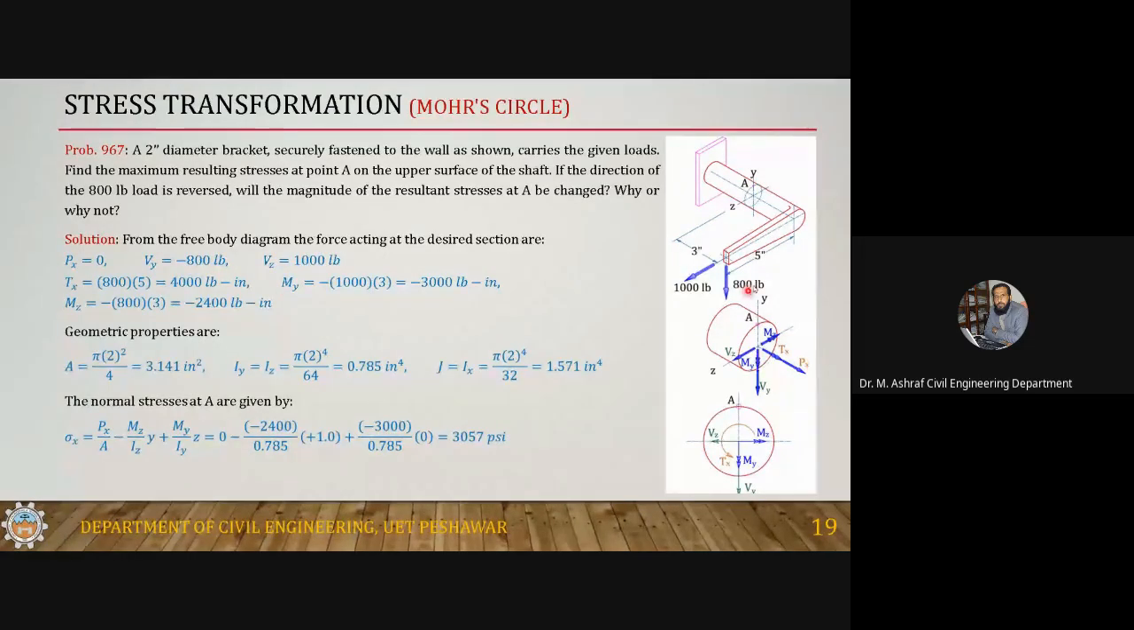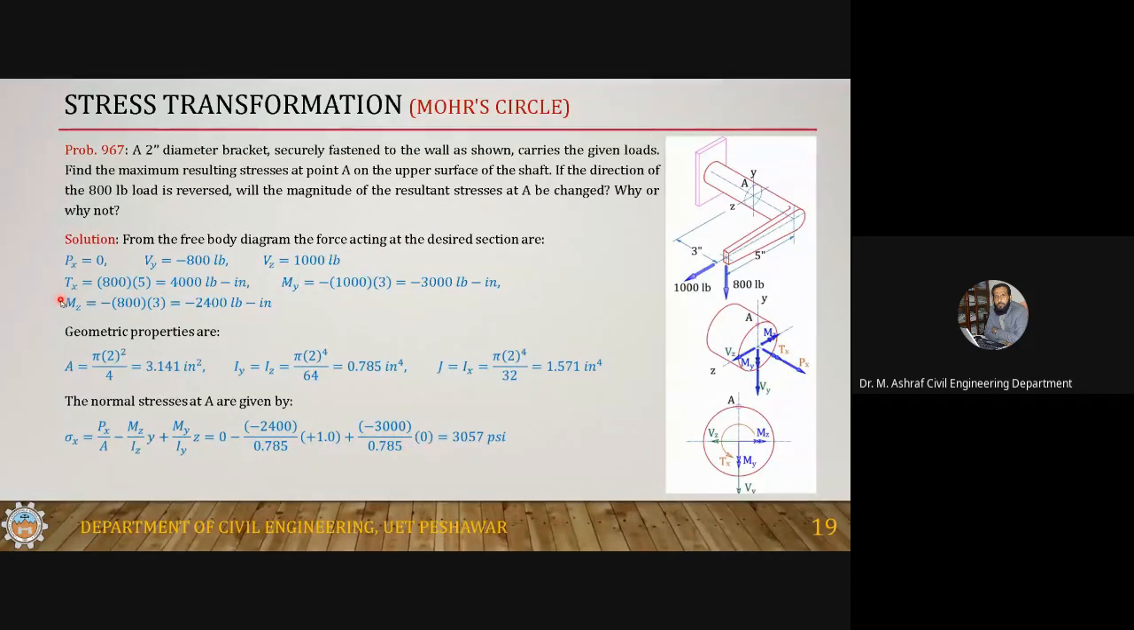Now, the sum of the forces in the vertical direction is equal to 0. So Vy should be equal to 800 pounds. Vy is downward, in the negative y direction, so that's why it is minus 800 pounds. Similarly, in the z direction, Vz is positive since this is in a positive direction, so Vz is 1000 pounds.